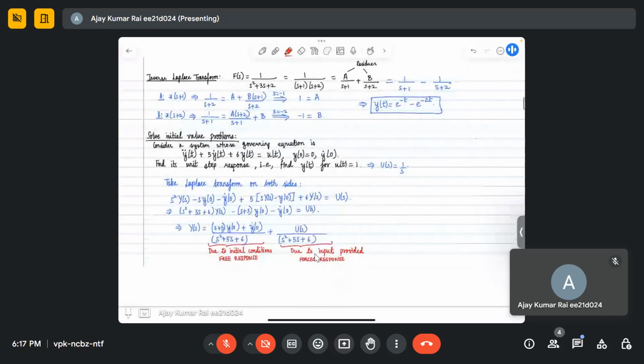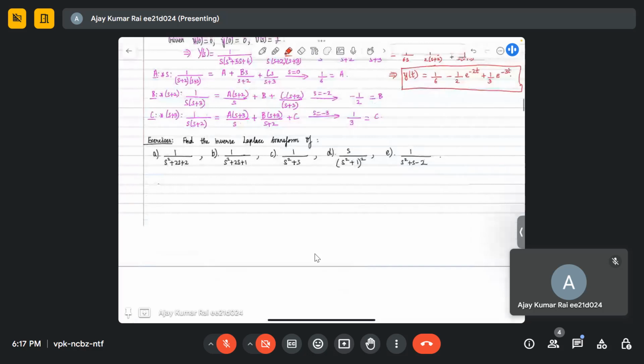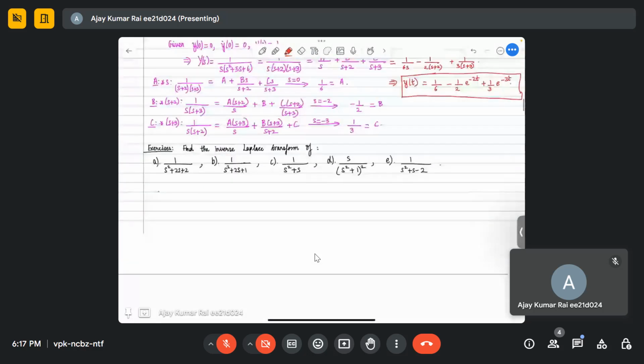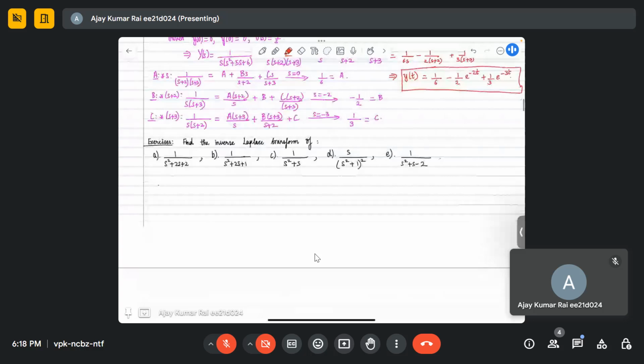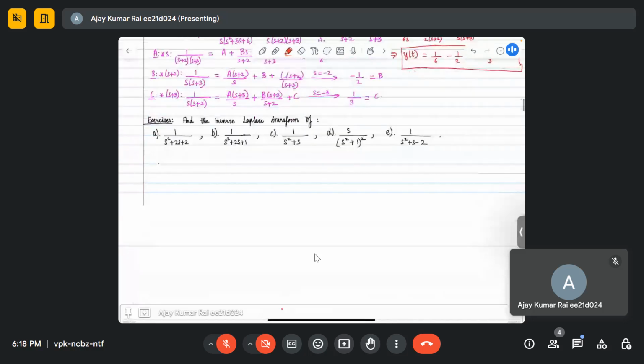This is the exercise that was given at the end of the week. I just want to ask you, have you covered it? Do you want me to cover this?